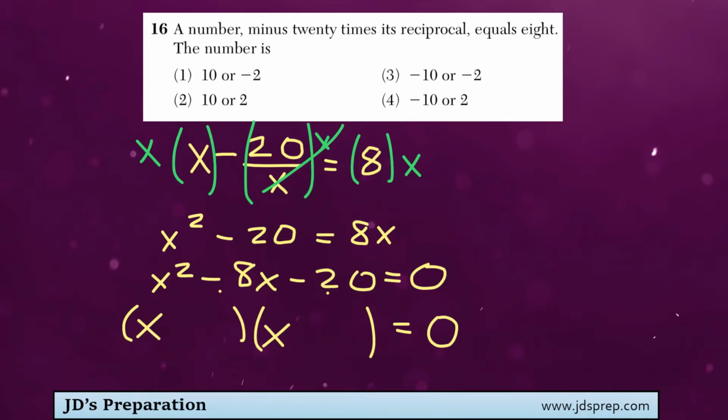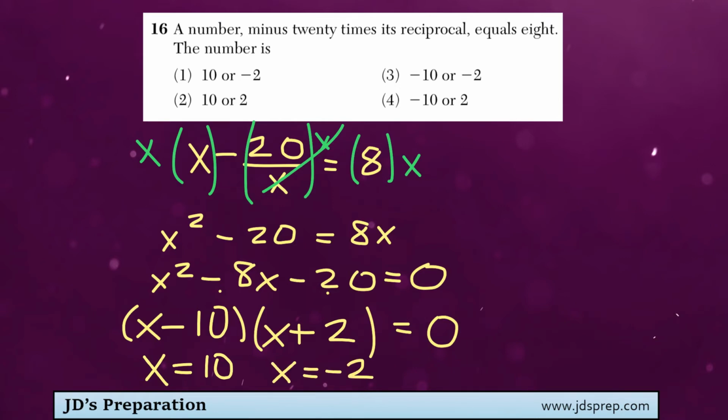So I'm thinking in my head 4 times 5, but that couldn't get us to 8. 10 and 2 though, 10 and 2 would work if the 10 was our negative number and 2 was our positive number. Great, so that means our solution is going to be x is equal to either 10 or x is equal to negative 2. And of course, I'm getting those solutions by setting x minus 10 equal to 0 and x plus 2 equal to 0. Okay, so that looks like that matches option number 1.